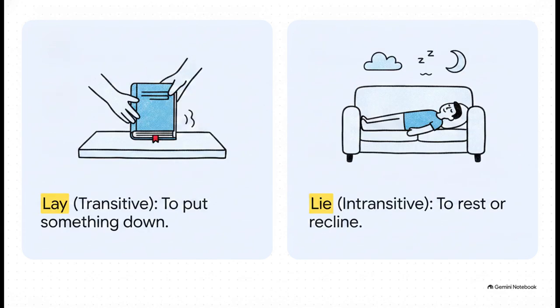Similarly, we've got the ultimate struggle, lay versus lie. Following our pattern, you must lay an object down, making it a transitive verb, like "lay the book on the table." The book is receiving the action of being laid down. But you yourself lie down, making it intransitive. "I need to lie down." You don't lie an object, you just perform the action yourself. Literally just mastering this one distinction will instantly elevate your writing.